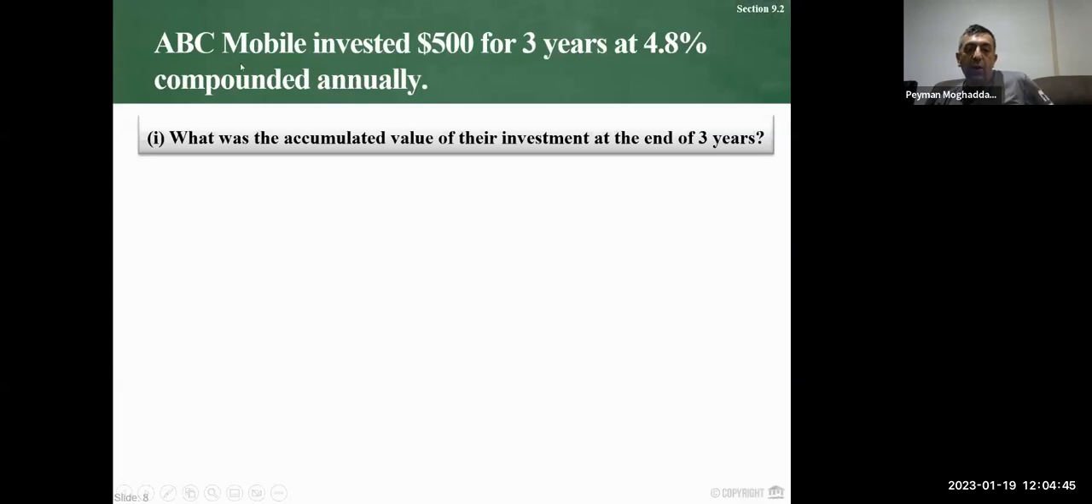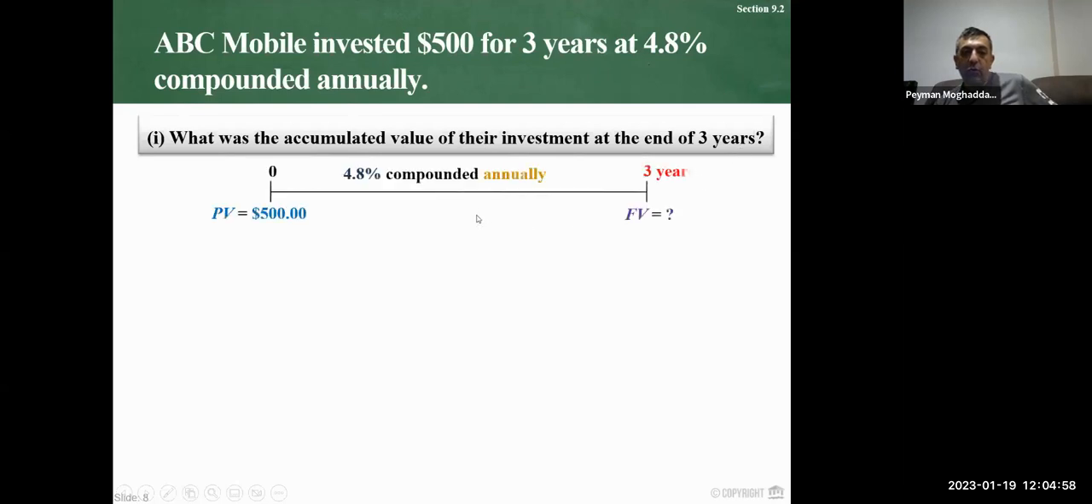All right, so ABC Mobile invested $500 for 3 years at 4.8% compounded annually, okay? What was the accumulated value of their investment at the end of 3 years? So now we go through the equation. We have the principal value, we have the time period, and we have 4.8% compounded annually. Compounded annually means M equals 1, right? So let's do this.